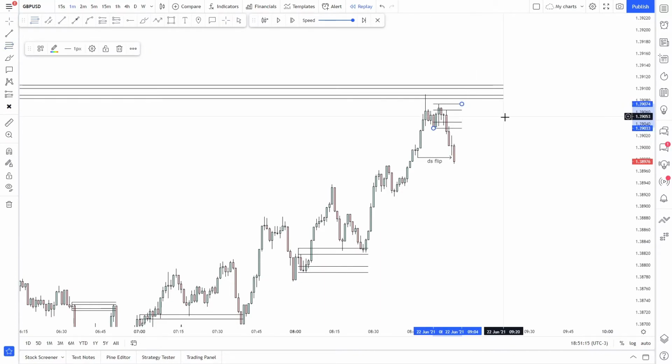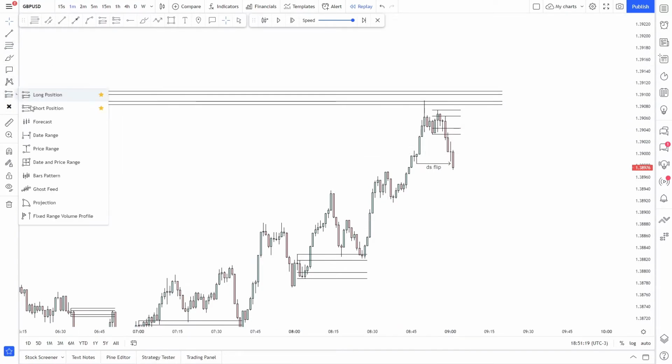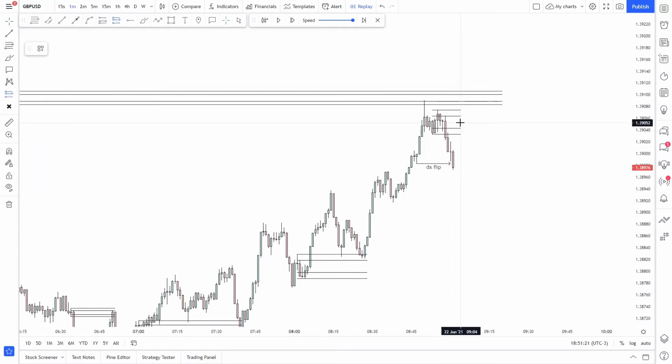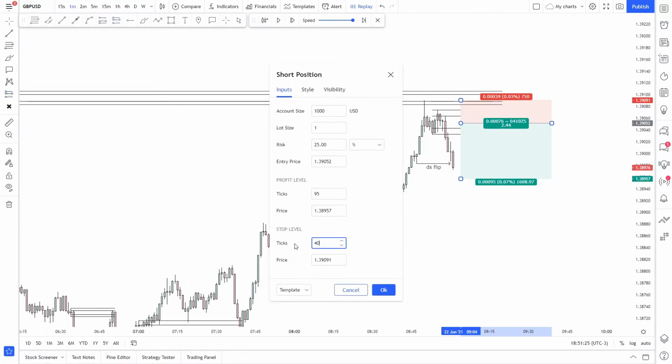And I'm thinking something like this. Although the fact that we have such a large wick doesn't give me that much of a good feeling. I don't really want to cover the whole wick either. So let's go for 40.